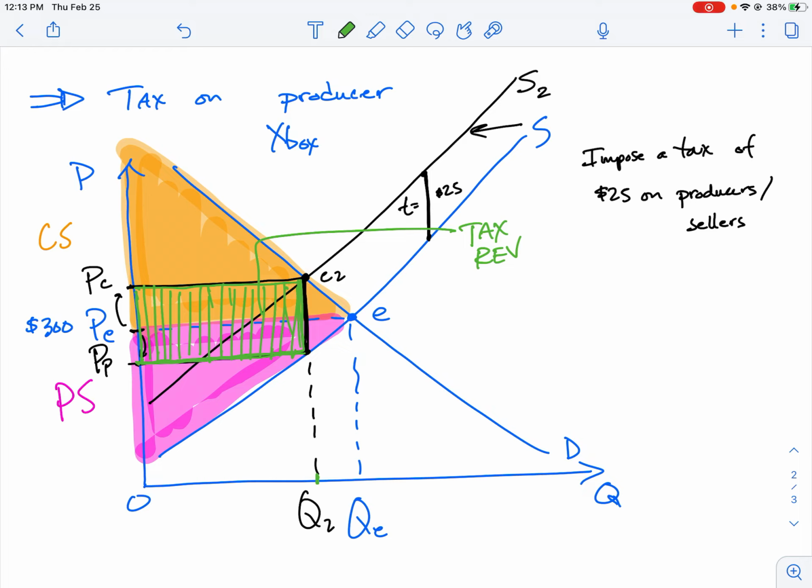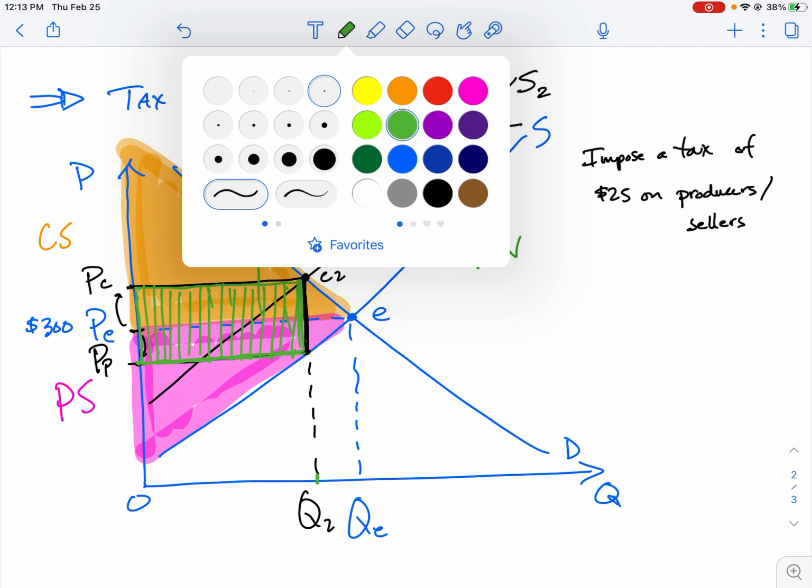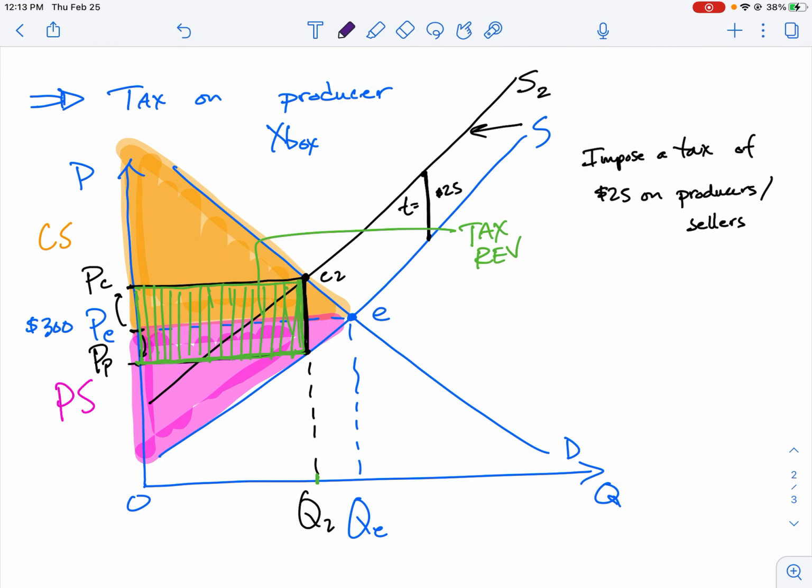So now we can think about incidence. Who bears the legal incidence of the tax? Well, the legal incidence, right, that's the party who pays the tax up front, and we levied the tax on the producers or the sellers. So the legal incidence, and I'll just make a note here.